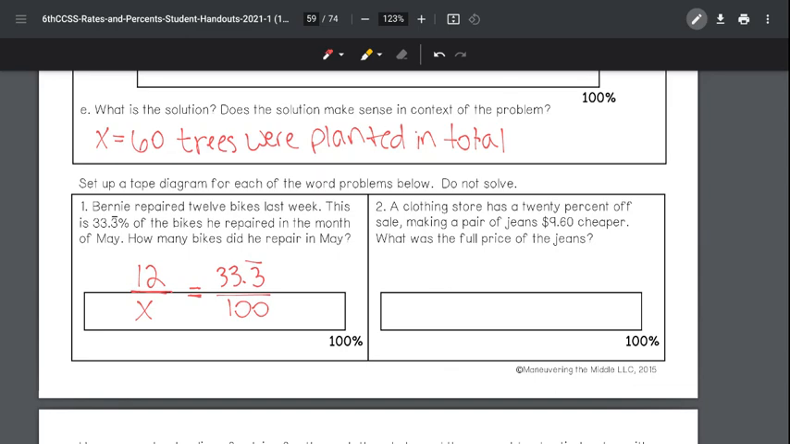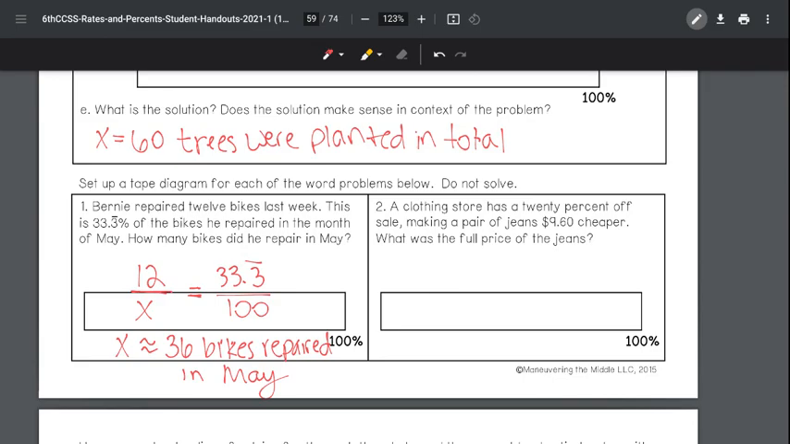12 times 100 equals 1,200. Divide that by 33.333. And I get 36 point something, something, something, depending on what you typed. So we're going to say about 36 bikes for our answer. How many bikes did he repair in May? X is about 36 bikes repaired in May.